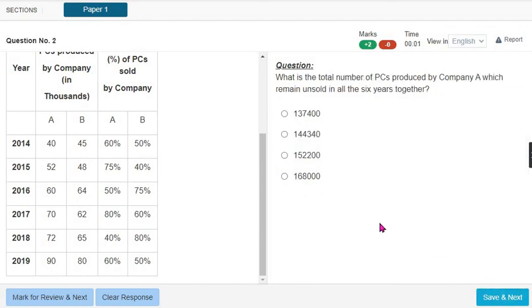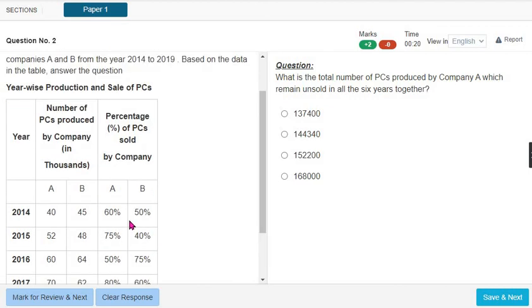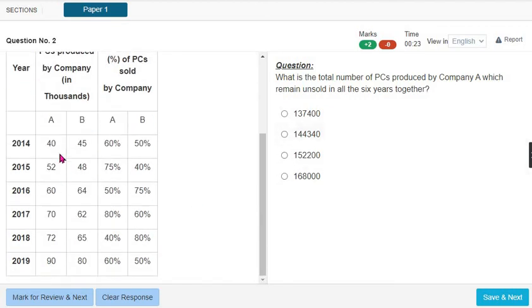Next, what is the total number of PCs produced by company A that remain unsold in the last 6 years? For A, this was 40, 50, 60, 70, 60%, 70, 80. This was the percent of sold. What the question is asking, unsold means 15.